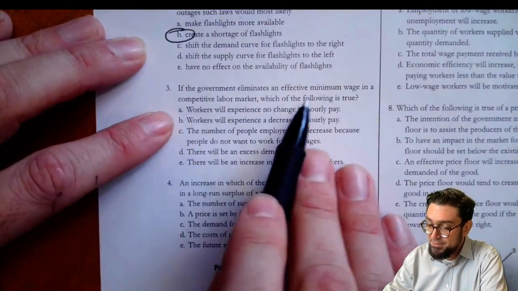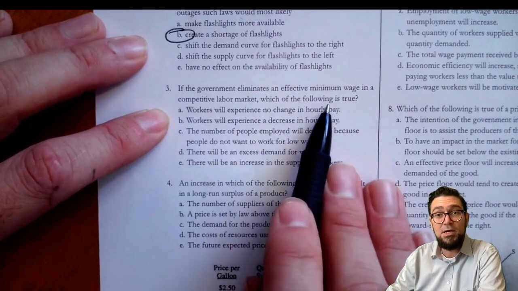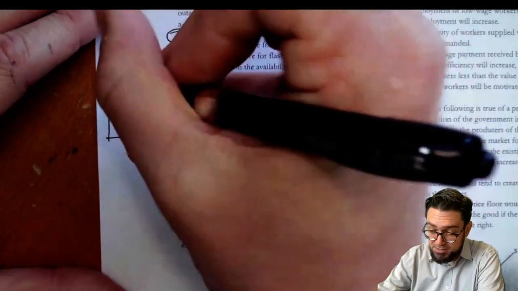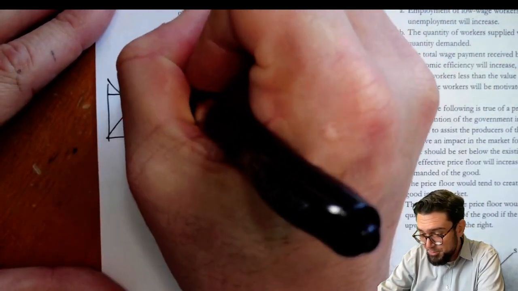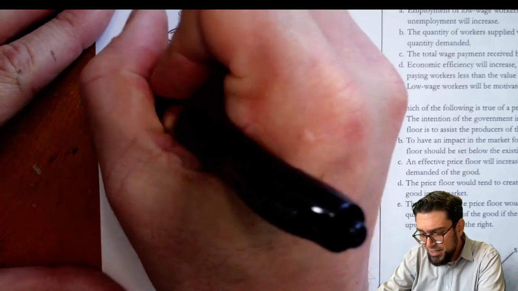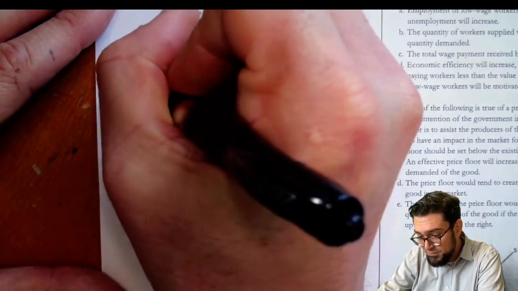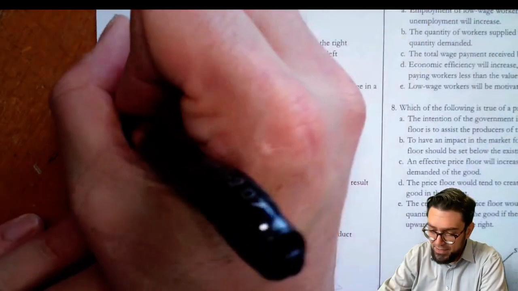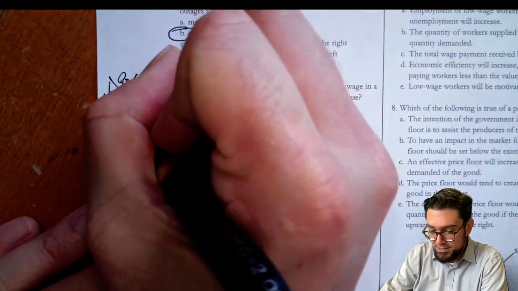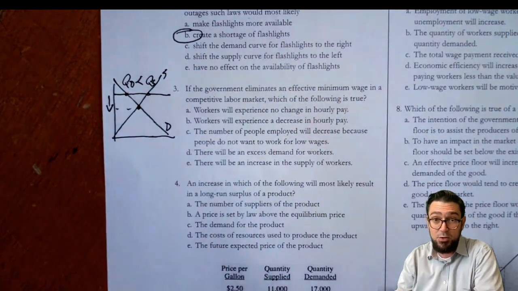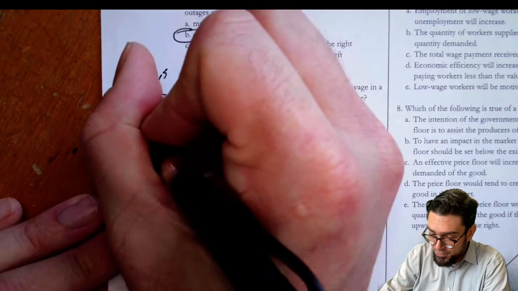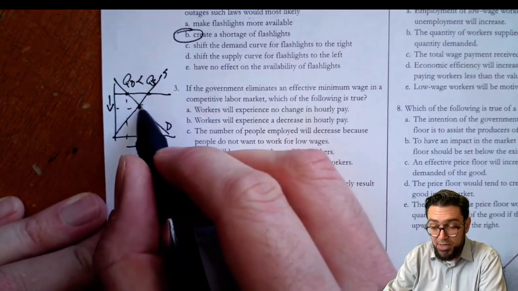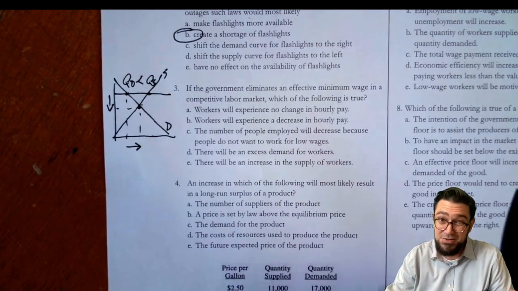Number 3, if the government eliminates an effective minimum wage in a competitive labor market, what's true? Remembering that a minimum wage is a price floor, compared to, say, supply and demand, it's going to create, because there's an excess of quantity supplied versus quantity demanded, a surplus of labor. If we were to eliminate that, the wage would fall in this labor market. So for sure, the workers would have lower pay, but there would be more workers because you'd end up with a larger quantity demanded at this new lower wage. So more people get jobs, but they're going to get paid less.